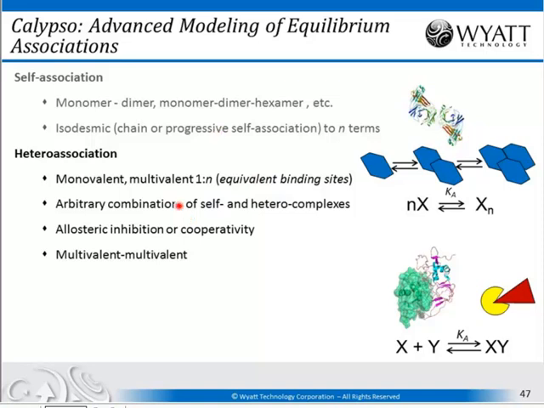If none of these models work for you, you can set up models and test for self and heteroassociation simultaneously. You can tease out allosteric inhibition or cooperativity, and also look at multivalent interactions, which are quite complex, but can be analyzed with this technique.